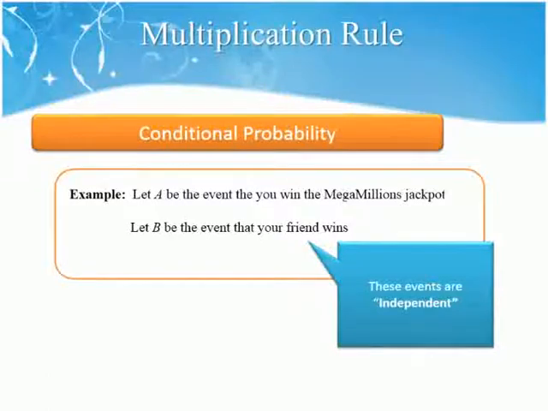So if we consider the conditional probability, that is, the probability that your friend wins given that you have already won, well, that's just the same probability that your friend wins because your winning had nothing to do with the probability that they'll win. So again, we call these events independent if one event does not affect the other event. Or rather, the probability of one event does not affect the probability of another event.